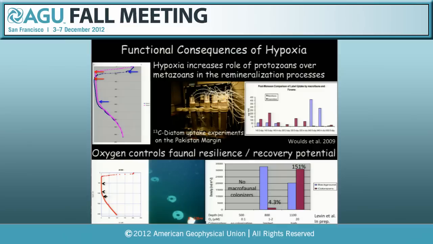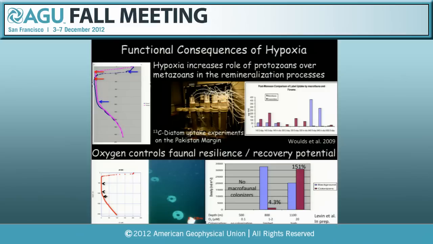I've also conducted a series of colonization experiments with Japanese colleagues on the India margin, and what we found is that oxygen can have a large effect on the recovery or resilience of communities. When we put out trays at 500 meters, nobody colonized. There's no macrofauna around there. The oxygen levels are about 0.1 micromolar, very low. At 800 meters, we got a little bit of colonization, despite a fairly large background community. At 1100 meters, where oxygen is yet another order of magnitude higher, 20 micromolar, we see not only high colonization, but an overshoot of the background density. So it looks like oxygen has some control on community resilience.